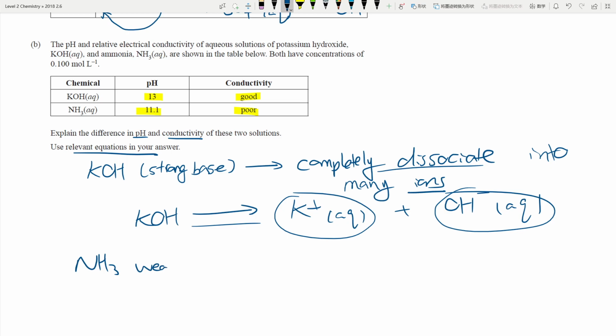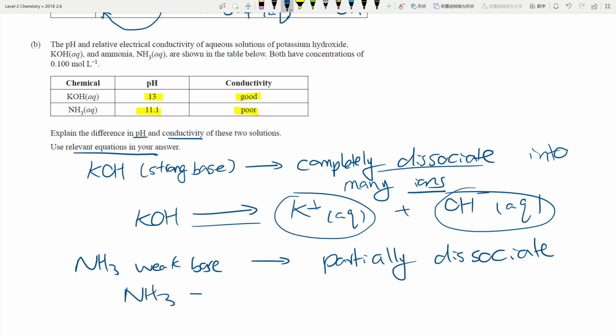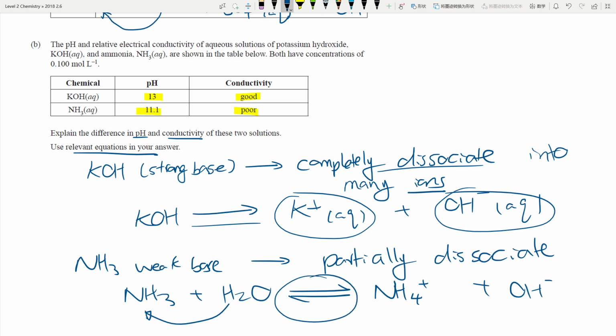NH3 is a weak base. It partially dissociates. What it means is that if you put it in water, it won't completely dissolve. So that means your NH3, when it partially dissociates with water, remember this is a base, it's going to accept a proton from the H2O, so it'll be NH4 plus and OH minus. Now, because this is an equilibrium, you only have a very small concentration of OH minus.